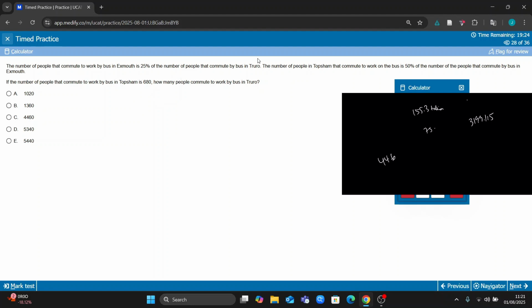Okay, the number of people that commute to work by bus in Topsham is 680. How many people commute to Topsham? 50% of those who commute by Exmouth. So Exmouth is double that, and then that's 25% of those. Okay, so then times that by 4, so 5440.